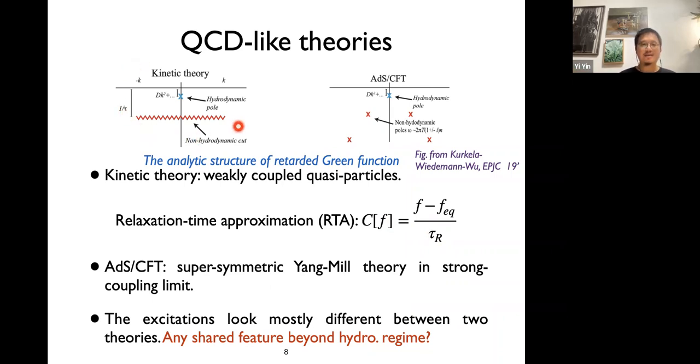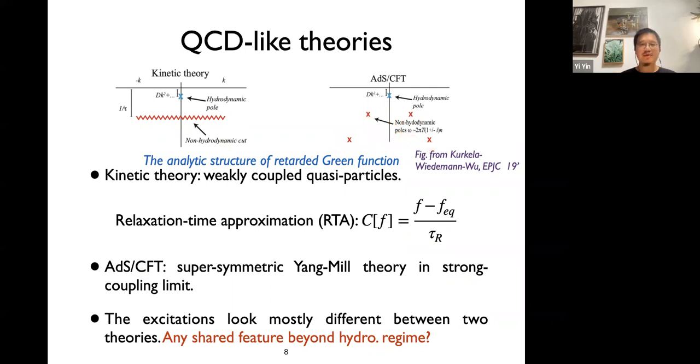And so this is an illustration of the analytic structure of the retarded Green's functions. So I guess most of you are familiar with that. Basically, if you look at the non-hydrodynamic sectors, there's a branch cut associated with the quasi-particle excitations. On the other hand, if you take a look at the AdS/CFT results, think about supersymmetric Yang-Mills theory at strong coupling, then we see that in the non-hydrodynamic sectors, there are poles associated with quasi-normal modes.